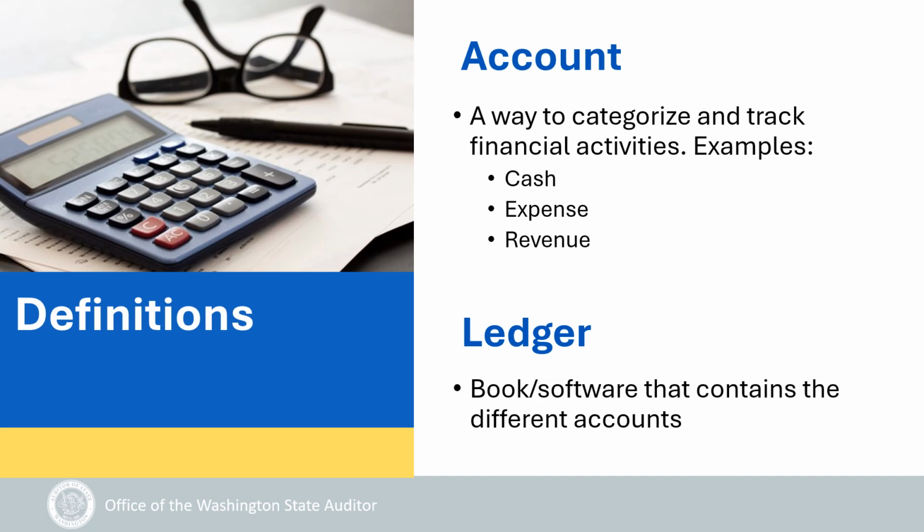Next, we have account. Within the accounting world, this means a way to categorize and track financial activities. Some account types that you might be familiar with include assets, liabilities, expenses, revenues, and so on. A ledger is the book or software that contains the different accounts. This used to be a physical book where accountants would record each account and transactions within the accounts. Most governments are now using software to track all their financial activity, though. You may hear this referred to as their general ledger, or GL. Some governments may even have sub-ledgers for specific activity.